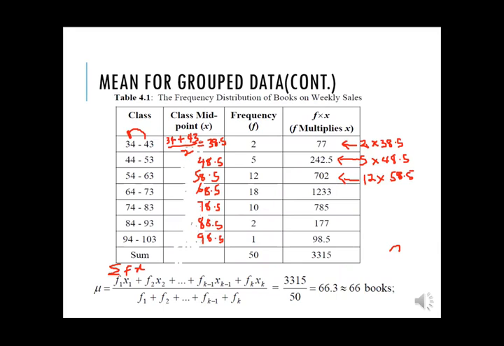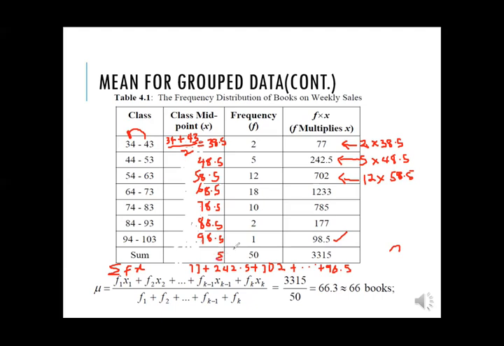Okay. So once you are done, the formula says you have to sum up all of your f times x. So you're going to add 77 plus 242.5 plus 002 plus all the values there till you get to the last value here, which is 98.5. So you sum it and then divide by the summation f.